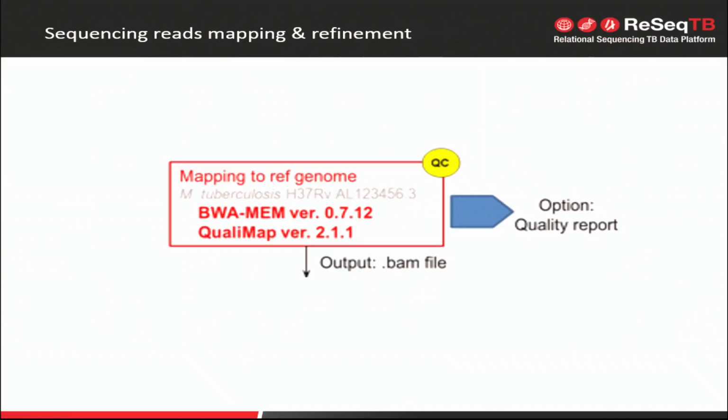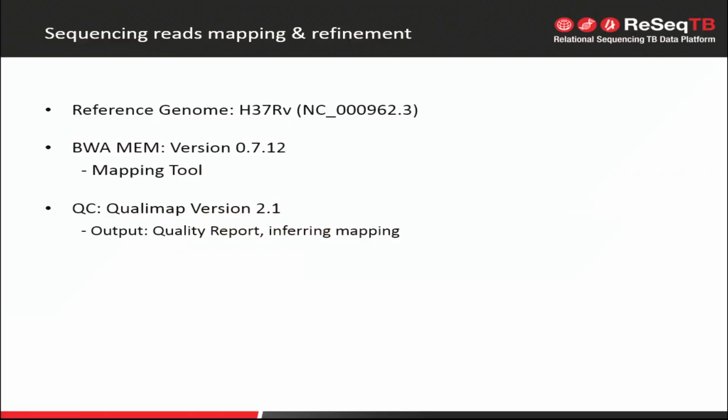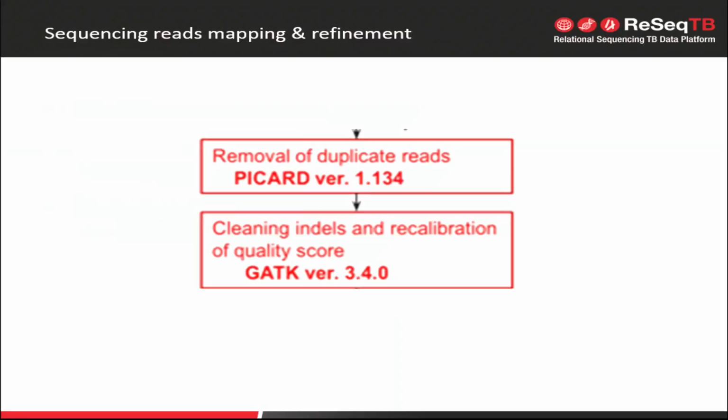Once it's past Kraken, it keeps going, and then we have to actually do a mapping. Now we're doing reference-guided mapping versus de novo mapping, and we're using H37Rv, version 3 of the annotated genome, as our reference. What we're using for mapping is BWA, the Burrows-Wheeler Aligner, the MEM version. And we also use Qualimap to actually go in and look at the quality of the mapping and improve that.